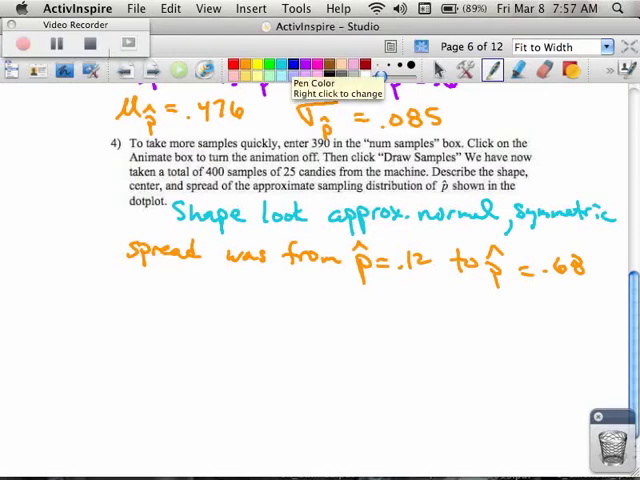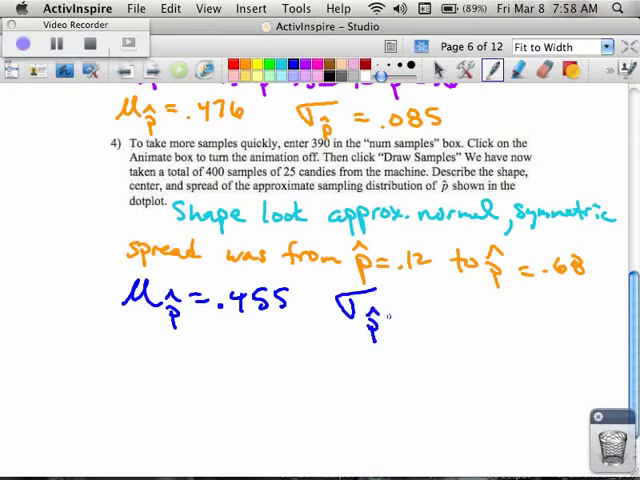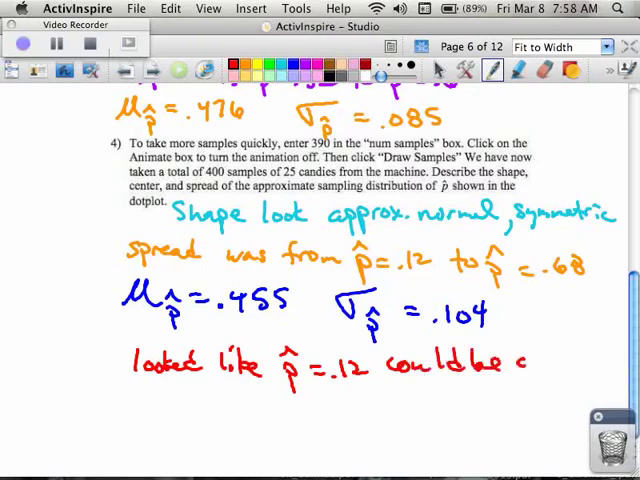What else do we talk about? We had a mu of the p hat of 0.455, and our standard deviation of the p hat turned out to be 0.104. And it looked like the p hat of 0.12 could be an outlier.